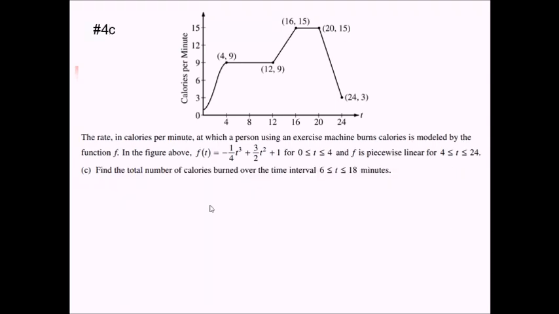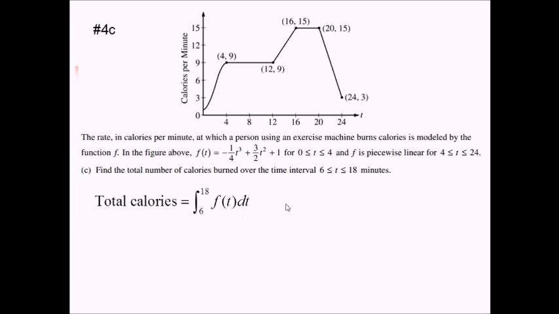For part C, we want to find the total number of calories burned over the interval from 6 to 18 minutes. So if I'm trying to find the total calories burned based on a graph of calories per minute, I need to integrate this function here. And this is all the changes in calories. So integrating this will give me the total calories burned. So I need the integral from 6 to 18 of f of t dt. All right, I might actually get a point for writing that, but now I have to calculate it.